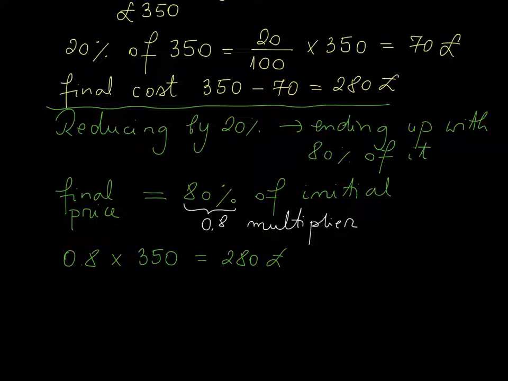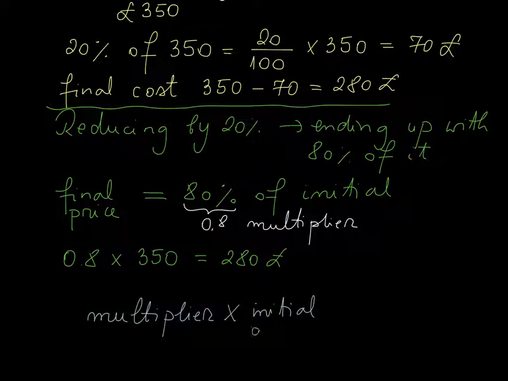And in our method, we saw that the final percentage, the percentage we end up with, was called multiplier. So my relation was that the multiplier, the final percentage of the initial amount, is my final amount.